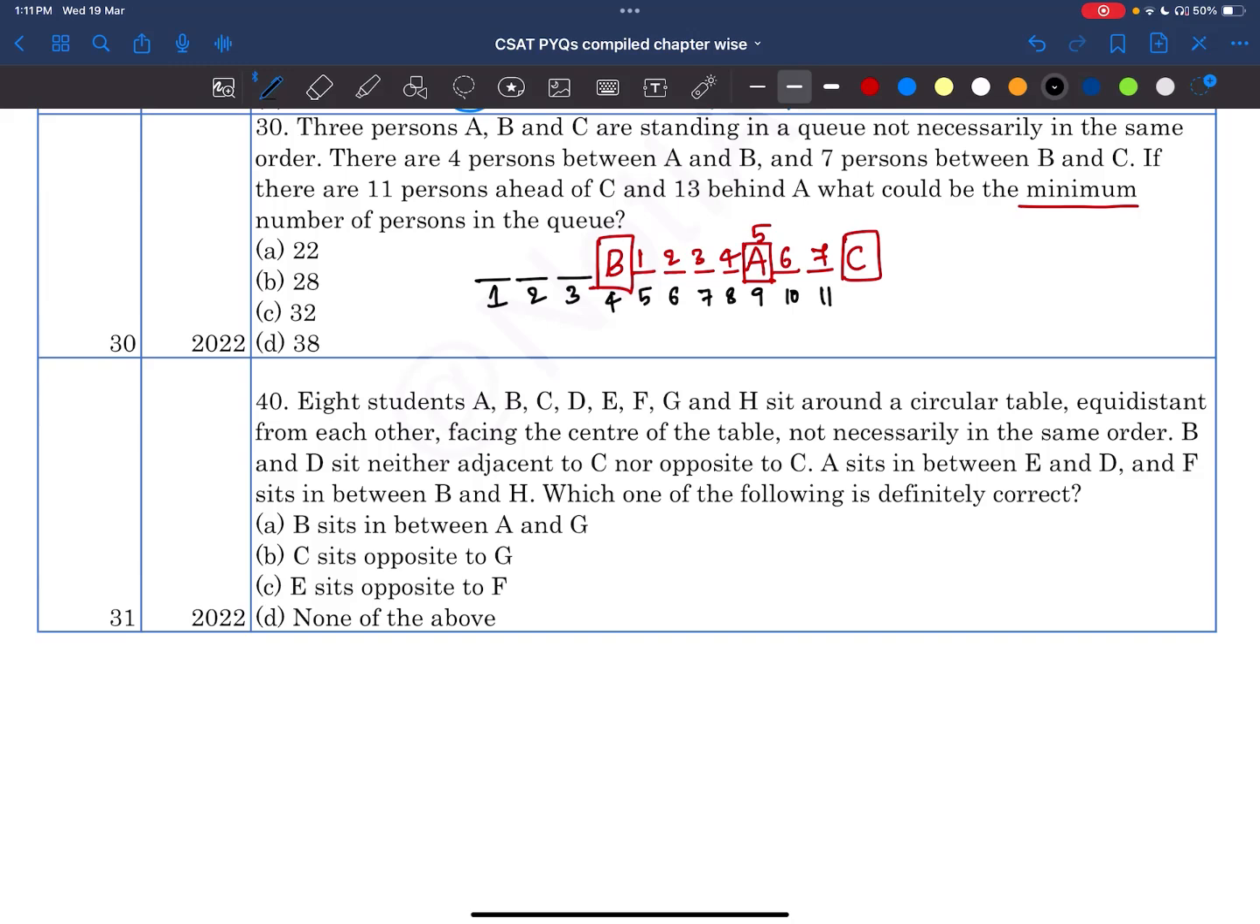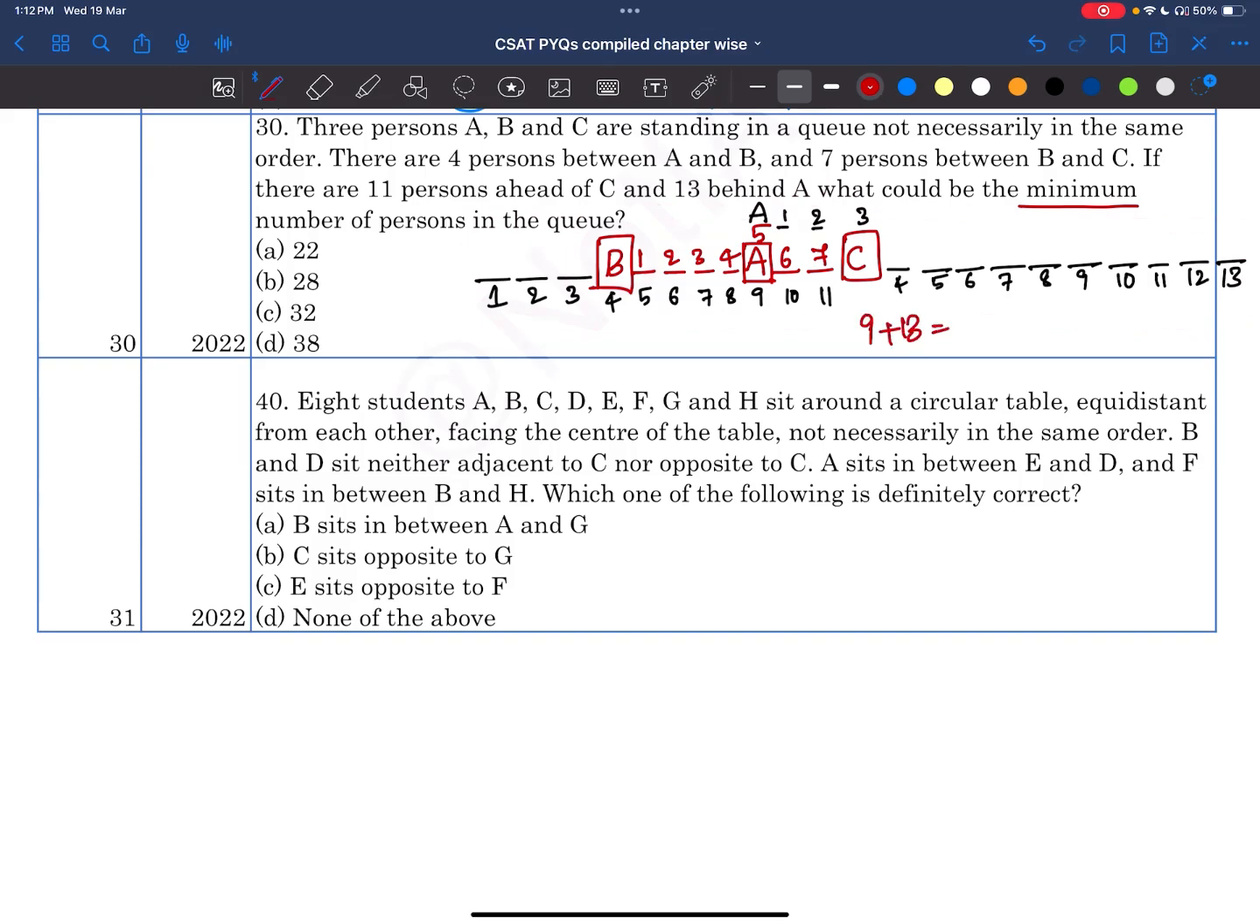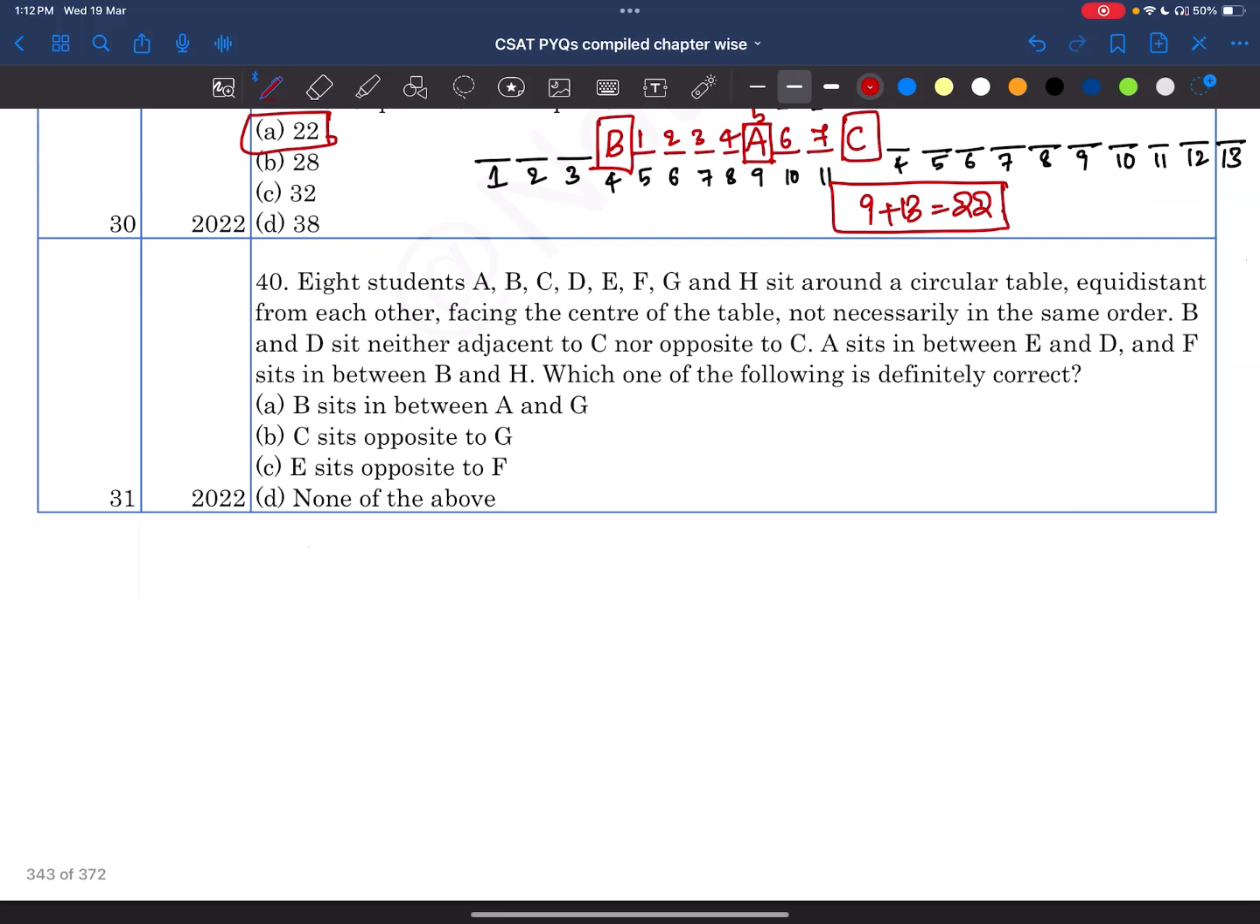Okay. Now, what is still 13 behind A? If this is A, 1, 2, 3, now see, 4, 5, 6, 7, 8, 9, 10, 11, 12, 13. From here, there are 9 people, right? From here, there are 13 people. What is the answer? 9 plus 13, right? That is 22. Let's go to the next question.